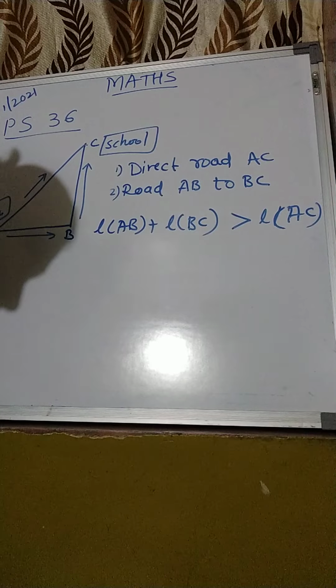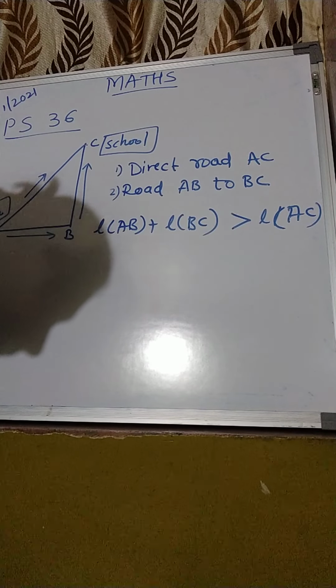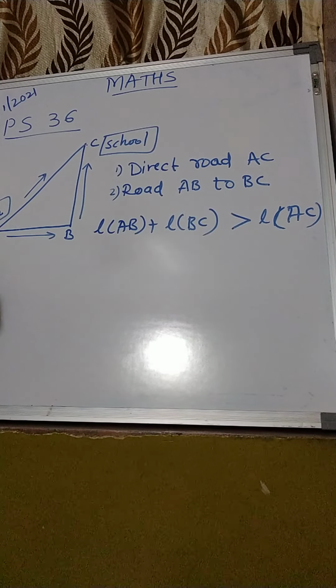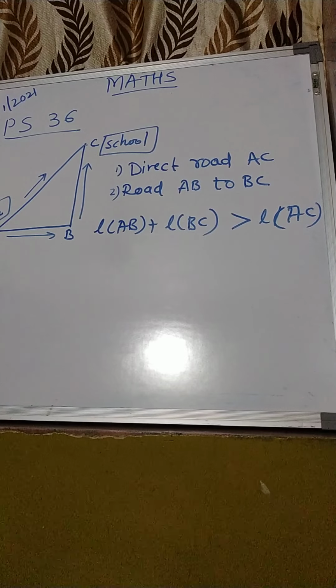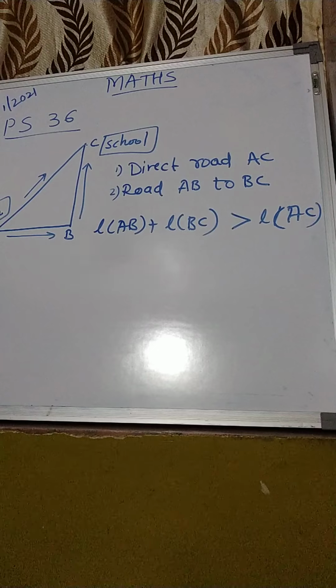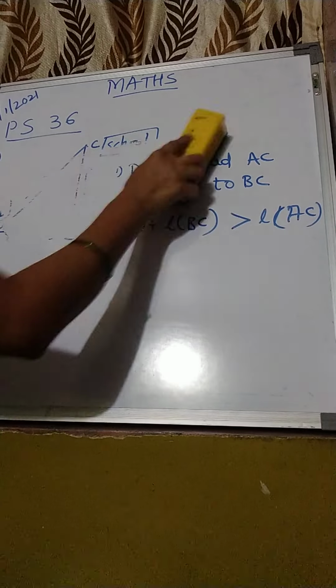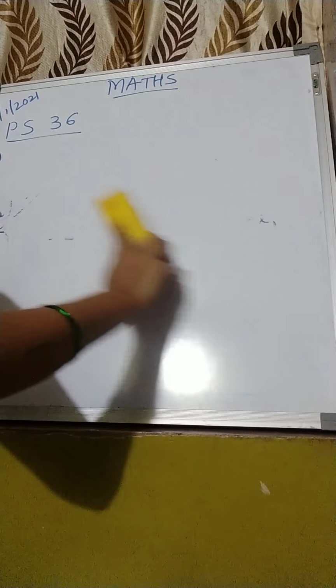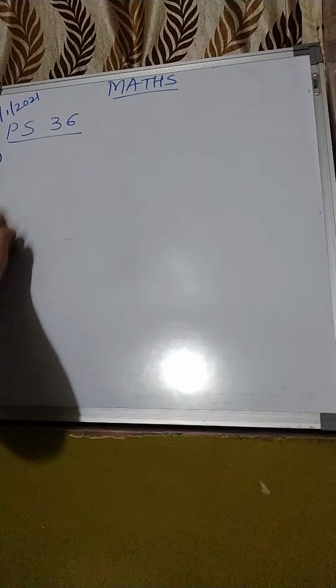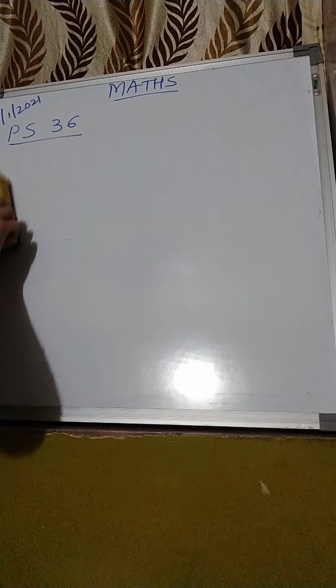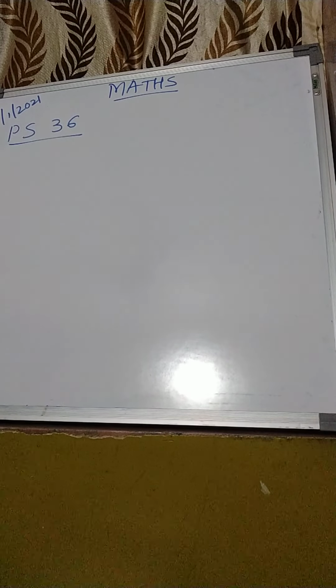Now, next is question number 4. The lengths of the sides of triangles are given. Say what type of triangles they are. All three sides are given, and based on the sides, you have to tell the answer.